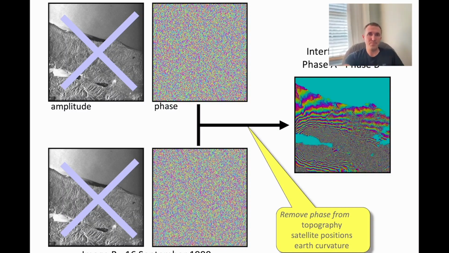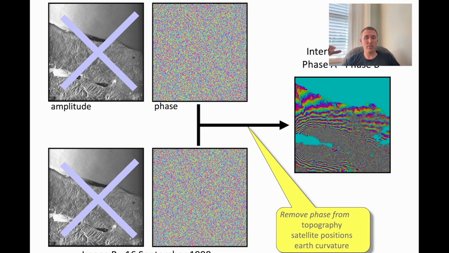So for example, a satellite travels along the path orbiting the Earth, and then the next time it goes around to that same location, it's offset from the original path a little bit. That's called a perpendicular baseline, and that leads to more sensitivity to the topography. If you were in exactly the same location both times, you'd have very little sensitivity to topography, and you wouldn't have to worry about it so much.